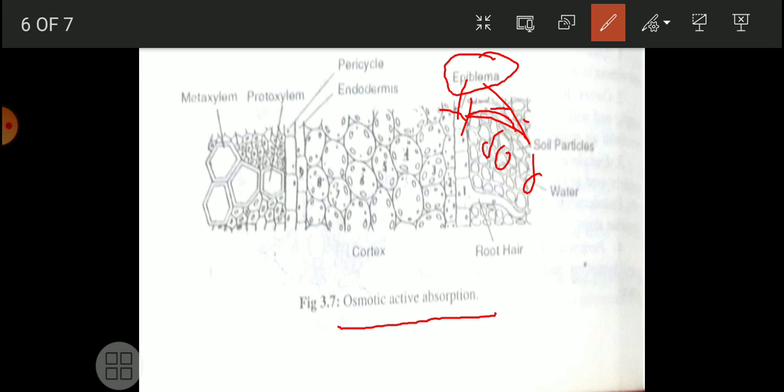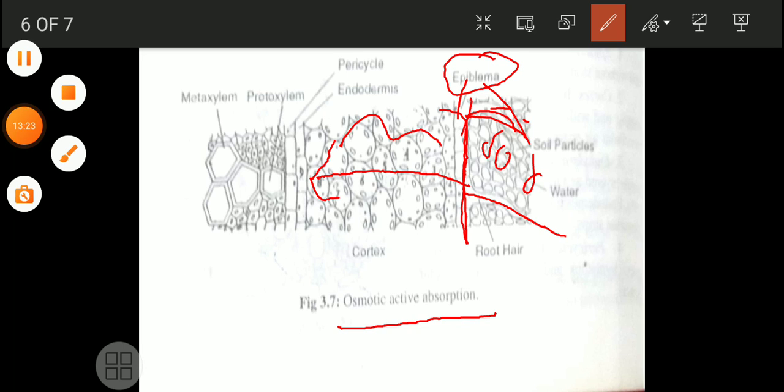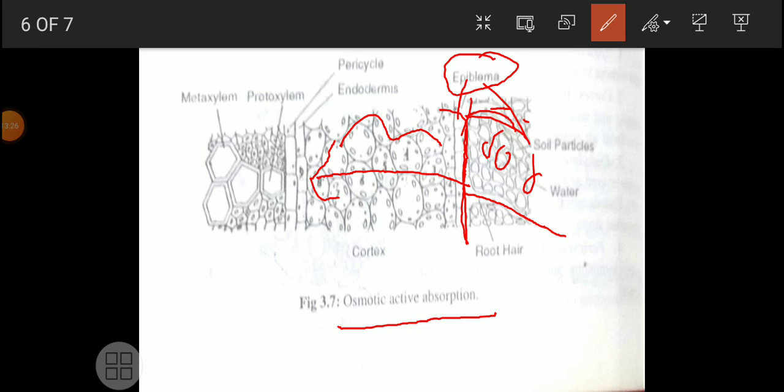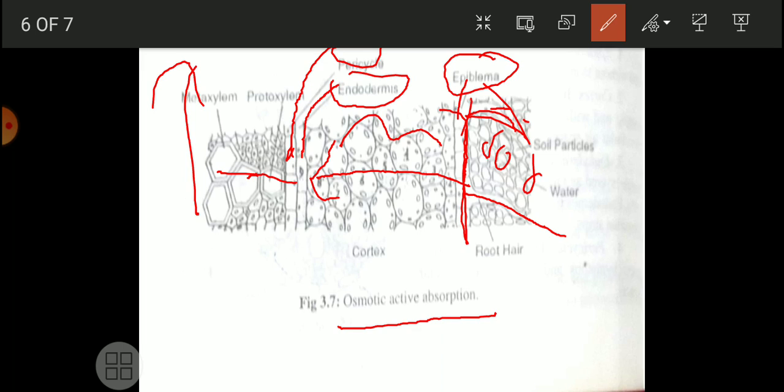So this is a single layer epidermis, this is the epidermal region, and from the root hair it enters into the epidermis, and then the cortex. This total region is the cortex region, where we can see successive cells of the cortex, and through these successive layers water moves into the endodermis, then the pericycle, and finally the protoxylem region and metaxylem region. So like that, and then upward movement takes place through the xylem vessel.